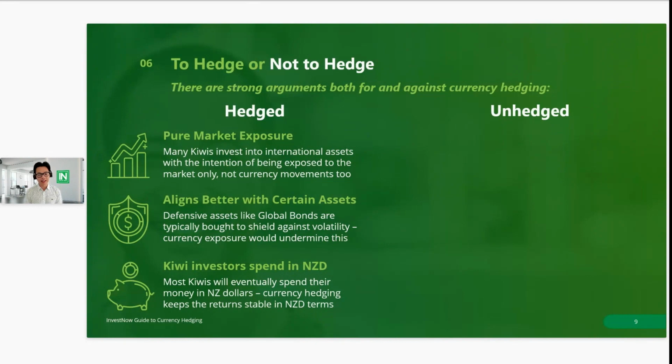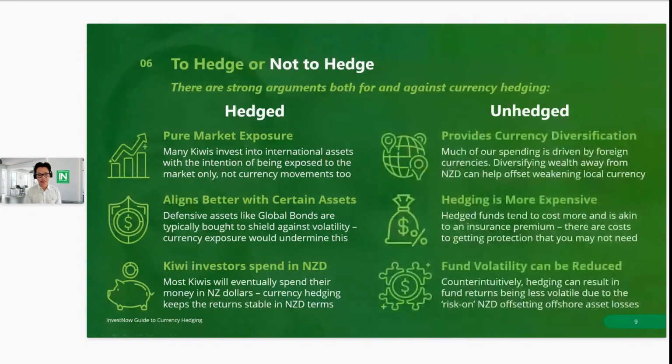Conversely, the flip side to that argument, in favor of the unhedged side, is that if you were to invest in unhedged funds, you would be exposed to foreign currency, which provides you a bit of diversification. So not only would you have assets in New Zealand dollar terms, but you also have assets in foreign currency terms, which can act as a good buffer to your portfolio. Worst case scenario, touch wood, if anything happens to the New Zealand economy, that could lead to a significant portion of New Zealanders' wealth, which is tied up in New Zealand assets, plummeting.